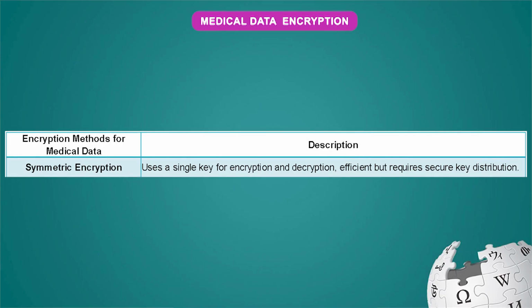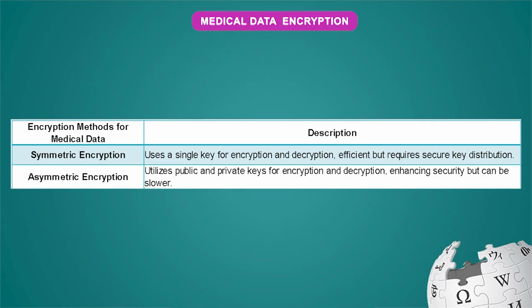In symmetric encryption, the same key is used for both encryption and decryption. It is efficient for bulk data encryption, but requires securely sharing the encryption key. Asymmetric encryption, also known as public key cryptography, uses a pair of keys, a public key for encryption and a private key for decryption. This method enhances security, but can be slower for large volumes of data.